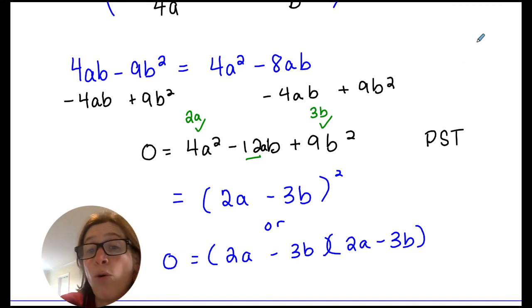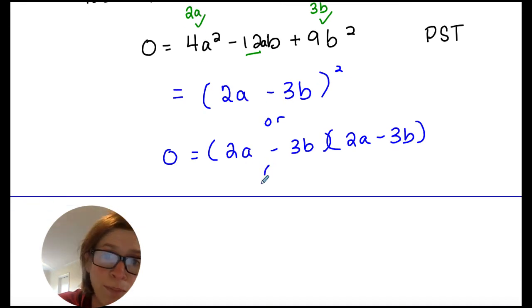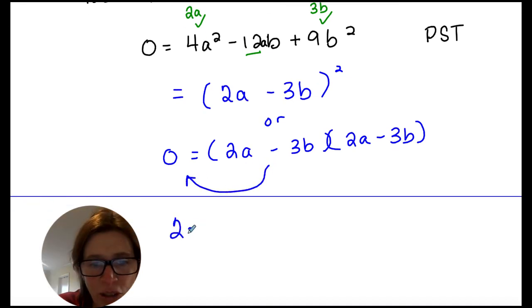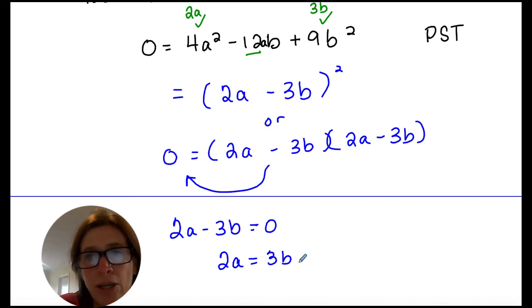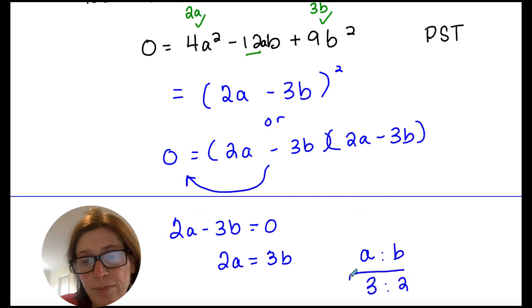So remember, my goal was to get it to a equals b, and I can see that if I set each factor, or in this case just one of the factors, equal to 0, I can get my equation in the form 2a equals 3b. So if I'm looking for the ratio of a to b, it would be 3 to 2.